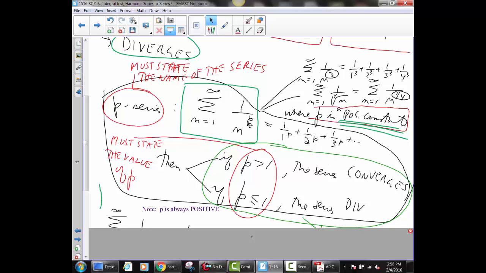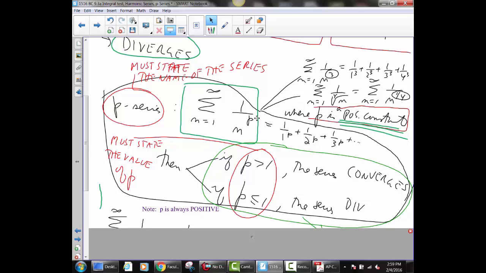Because if it was negative and it was in the denominator, it would just be in the numerator with a positive exponent, and it would diverge all the time. So, if that exponent p is bigger than 1, the series converges. If it's less than or equal to 1, it diverges. Now, a lot of people mess this up. They think of less than as converge, greater than as diverge.